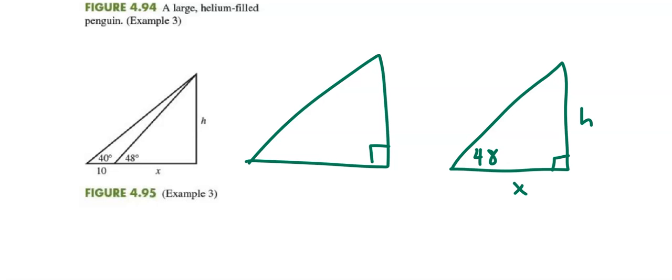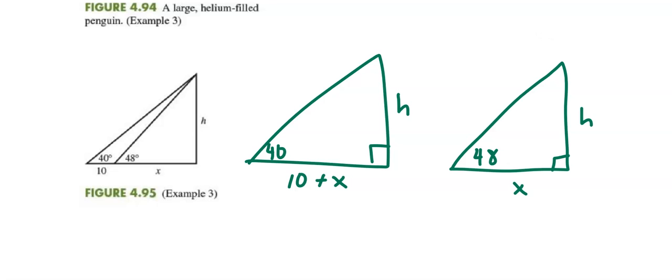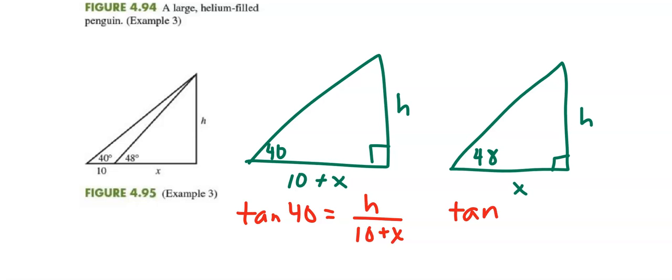48, x, h, 40, 10 plus x, and h. Now, you'll notice in this particular example that there are two variables. That's not exactly a nicer scenario. So when we set up, tangent 40 equals h over 10 plus x, and tangent 48 equals h over x, opposite over adjacent. You're probably looking at me going, well, what am I going to do with that?